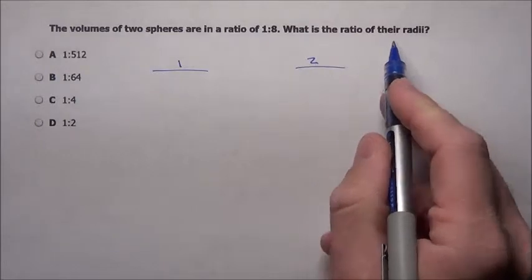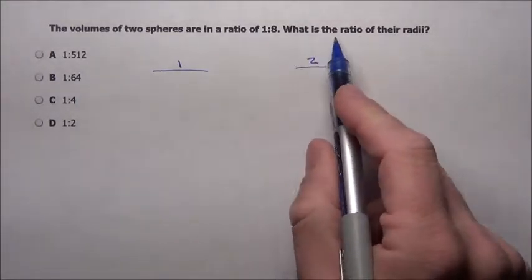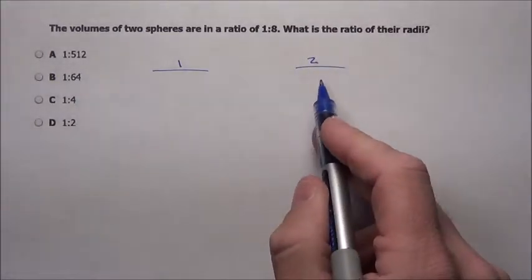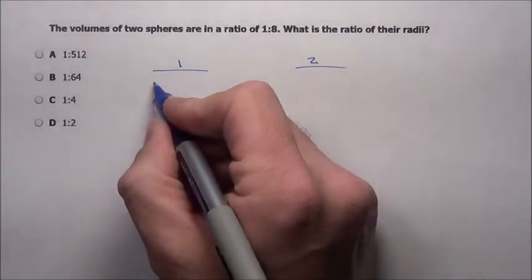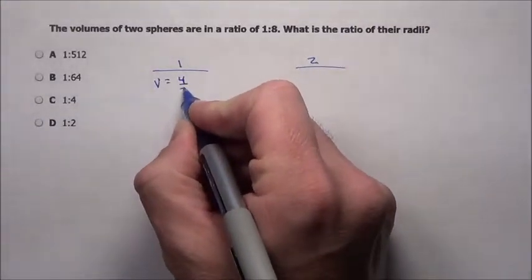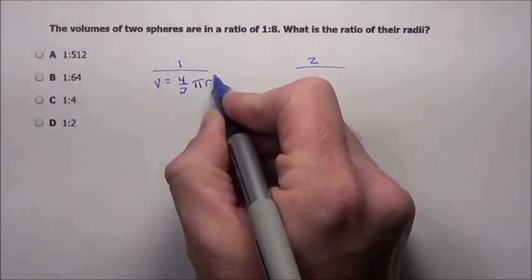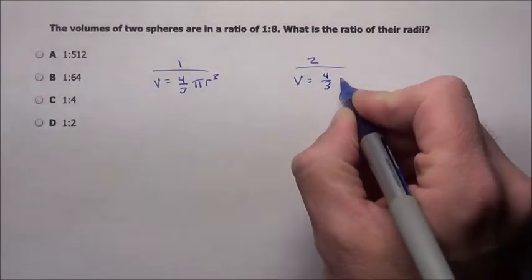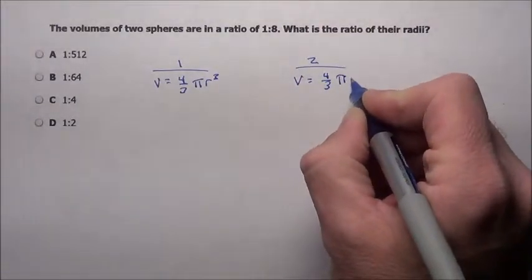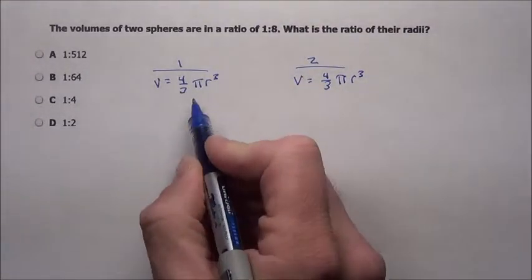So they're saying what happened back in the formulas to the radii? What's the ratio of this guy's radius to that guy's radius? Okay, so we know the formula for volume is 4/3 pi r cubed. And this guy, it's the same thing. It's a sphere, 4/3 pi r cubed. Now notice they both have the 4/3.